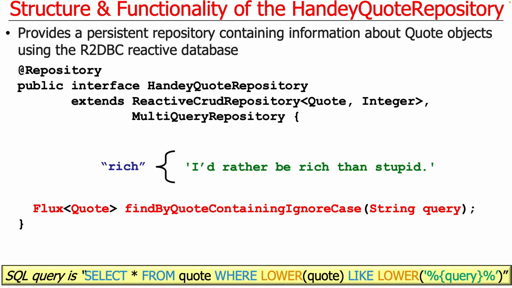This is what happens under the hood where Spring Data API generates this query. We don't have to write this query, but this is what it's doing. It's selecting from the quote table where lowercase quote is like the lowercase query. So it's basically like the Java method contains. If you look for rich in the Handey quote repository, it'll come back with I'd rather be rich than stupid because it found rich here.